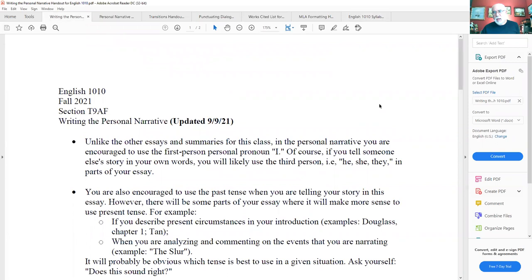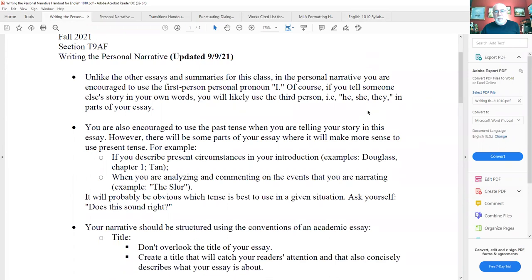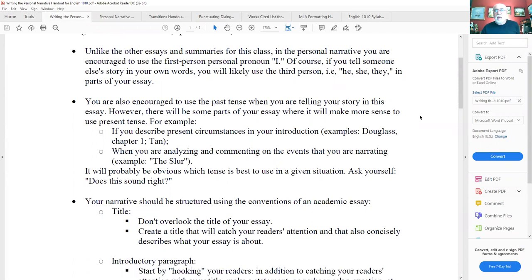We were discussing this handout about tips on writing the personal narrative. And I updated this. This is updated on Blackboard. For instance, as you can see, in some cases you may want to use third person, as we discussed during class.